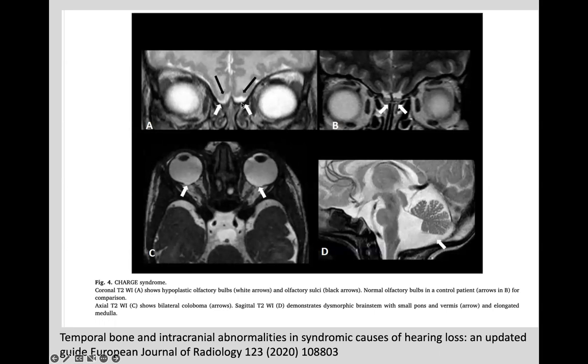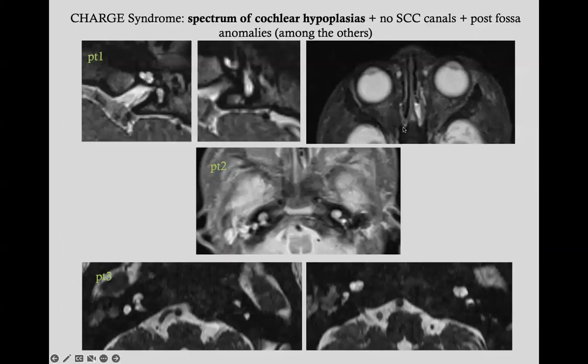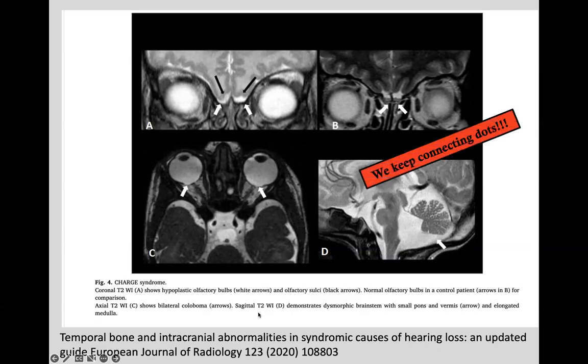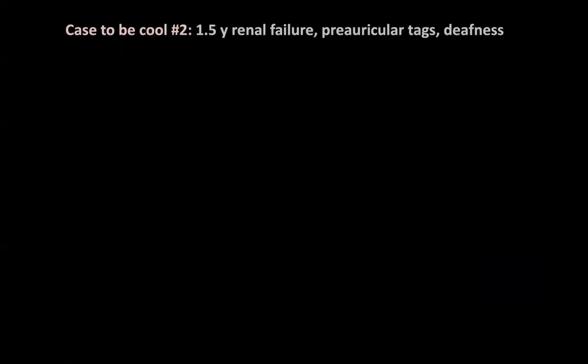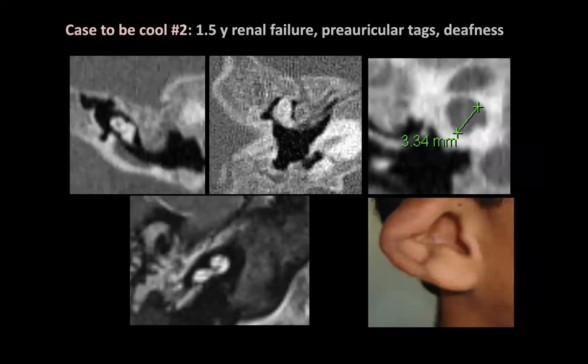hypoplastic bulbs and problems in the eyes, a coloboma. So CHARGE, look at a lot of associations, the brain, the olfactory bulbs, the coloboma in the eye, choanal atresia, like I showed you here. So there is no air passing there, but most important, pathognomonic findings, no semicircular canals, all right? So we keep connecting dots, and finally, one thing I wanted to show you, look at this other abnormality here.